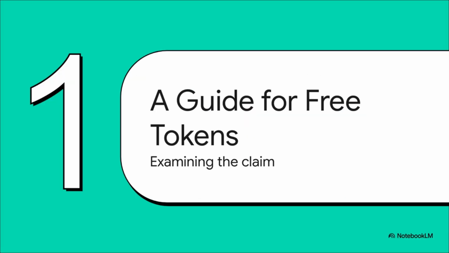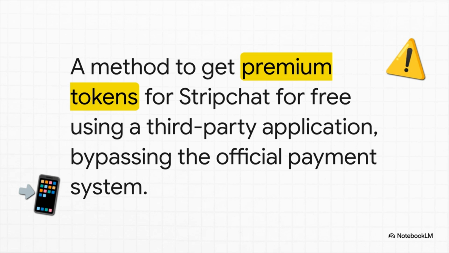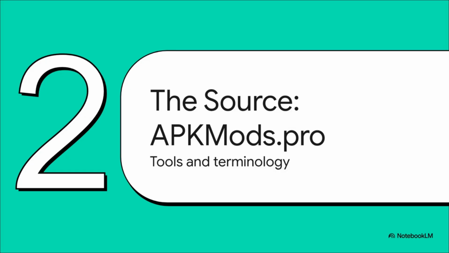Okay, let's start with Section 1, examining the claim. What is this guide really promising people? The core idea here is pretty straightforward. The guide is essentially a recipe for getting premium tokens for StripChat. But instead of buying them the official way, the whole method hinges on using a special third-party app to get around the payment system.